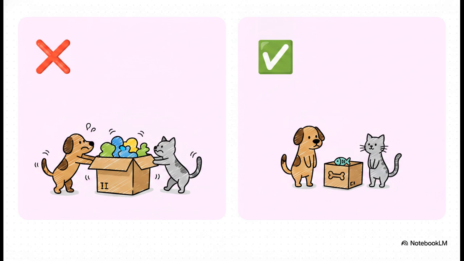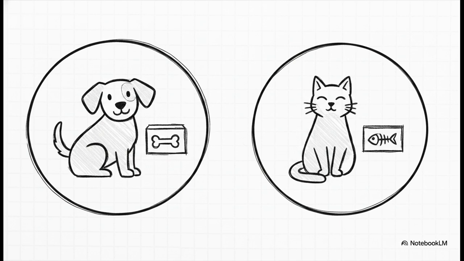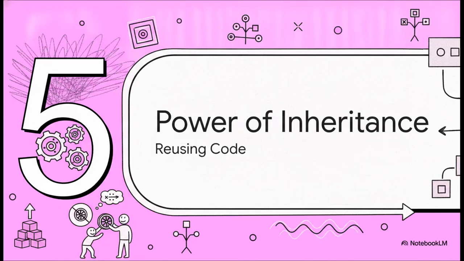The init method is called automatically the exact moment an object is created. By defining your variables inside init and using that handy self keyword we just learned about, you guarantee that the data belongs exclusively to that specific instance. Your dog gets its own empty list, and your cat gets its own empty list. Boom, problem solved. Section 5.